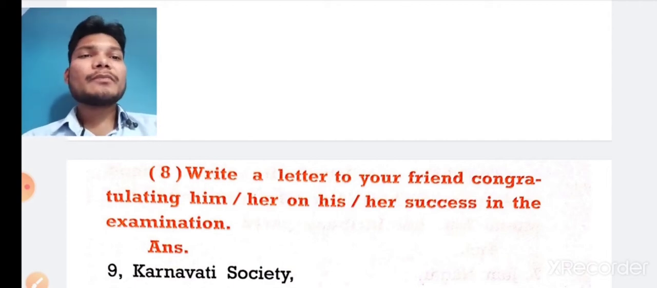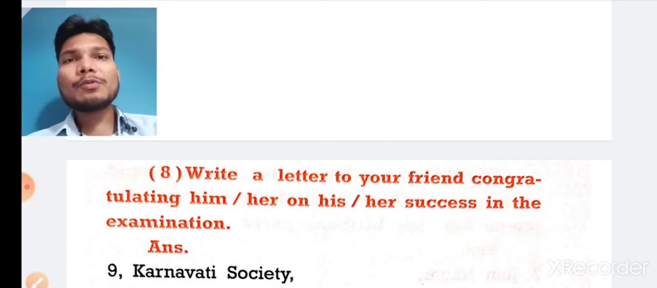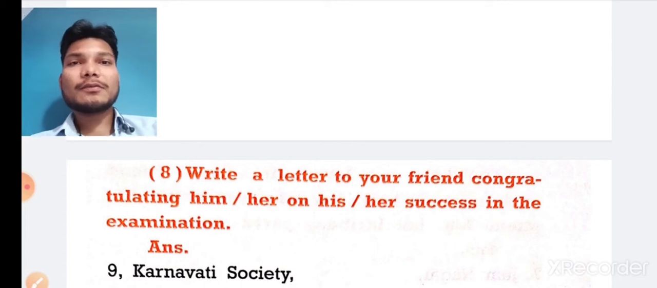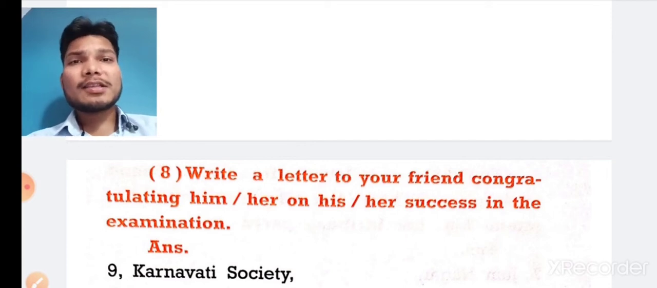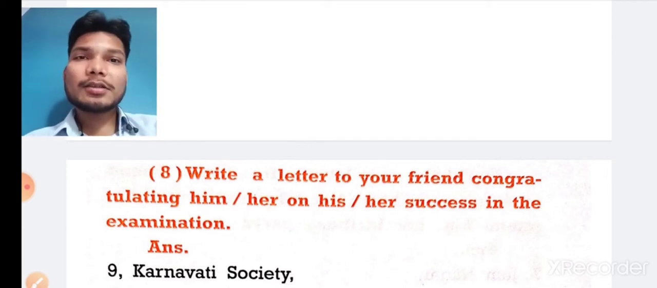Likewise, email is also nothing but a form of writing a letter. So for example, I have taken two letters. First one is formal and second one is informal. So let us start and just have an idea how to write it.